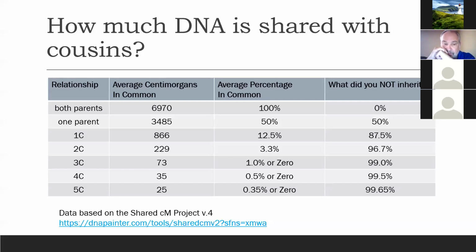Remember also this last column, I always include this just as a reminder: there's a large percent of DNA that we don't inherit with these relationships. So if I have a third cousin that I match at 1%, or 73 centimorgans approximately, I also have 99% of my DNA that I don't match with them. So I think it's important to remember that I'm matching them at that 1%, but there's 99% that I don't match. Sometimes it's important to remember that.